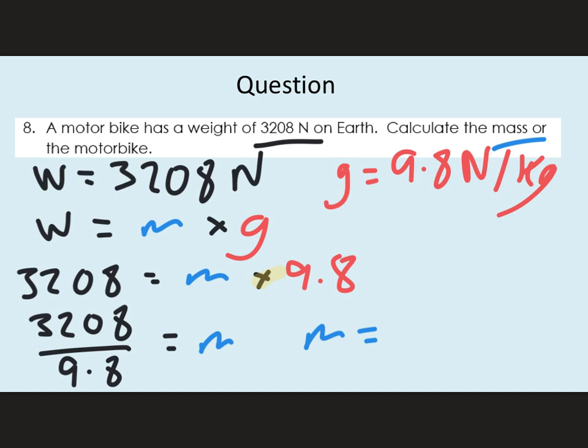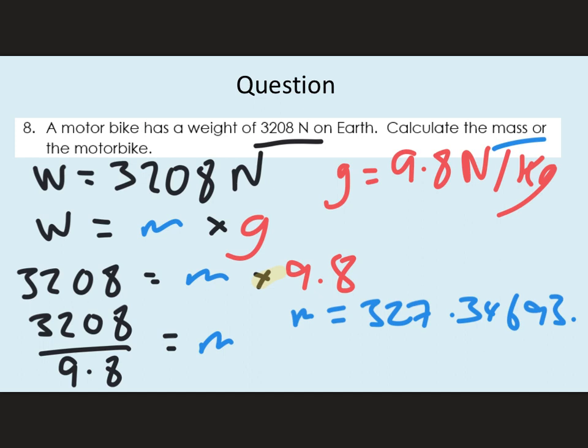So that means that my mass is equal to, I just need to put that into my calculator to find mass. Here you're going to get a long number for mass, so you can write that whole thing down. So put that into your calculator, you find out that mass is equal to 327.4 and it goes 346.939 and keeps going. So I'm going to round that up. I've got 4 significant figures here, so that'll be 327.3 kilograms.